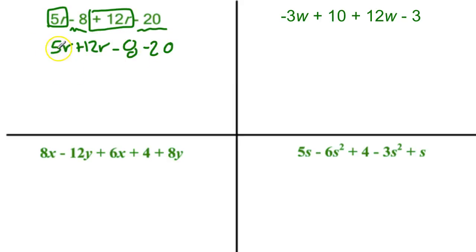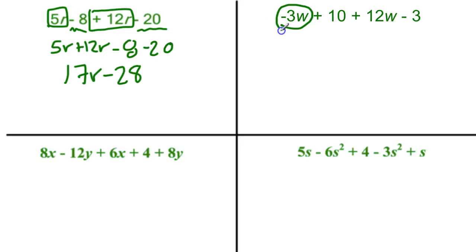Now I can simplify. 5R plus 12R. How many R's do we have? We have 17 R's. Minus 8 minus 20. All right, we have two negatives that we're subtracting, so we're going to actually add those together and keep the negative sign. So we have negative 28. 17R minus 28. Over here, minus 3W.